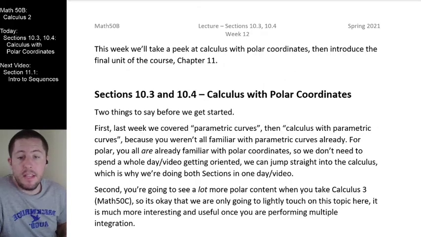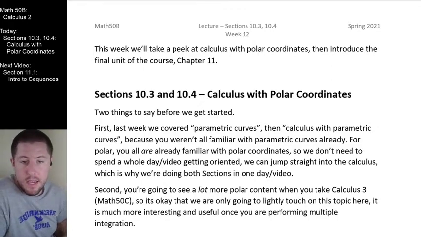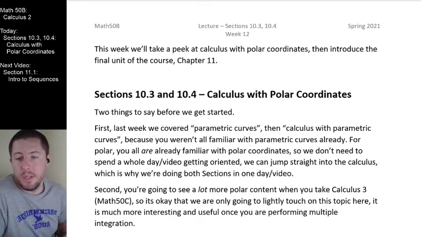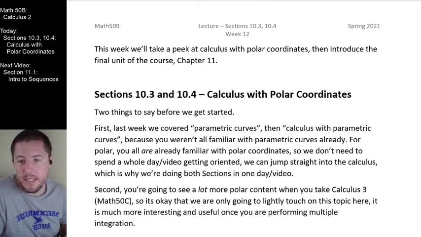So the other thing I'll say here is that you're going to see a lot more polar content with calculus when you take Calculus 3, Math 50C. We're only going to touch on it lightly today because polar becomes a much more practical setting in calculus once we're doing multiple integration, once we're thinking about things in 3D. There are lots of three-dimensional shapes that are much better handled in polar than in rectangular coordinates. So trust that once you take 50C, you're going to get a lot more experience dealing with polar-related ideas in calculus.